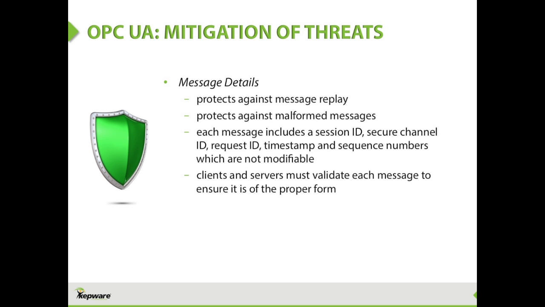But the idea is that if I'm receiving a message, I have to check all these IDs, and I have to make sure that it makes sense. Did I get an ID that's out of order? Did I get an ID that's for a session that I don't even have? And just quickly drop and forget those messages if they don't add up. So that's the way UA guards against message alteration and malformed messages and such.